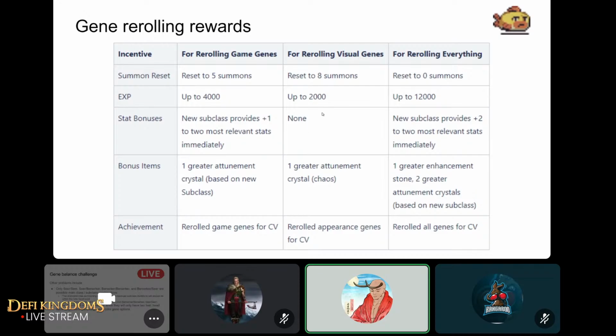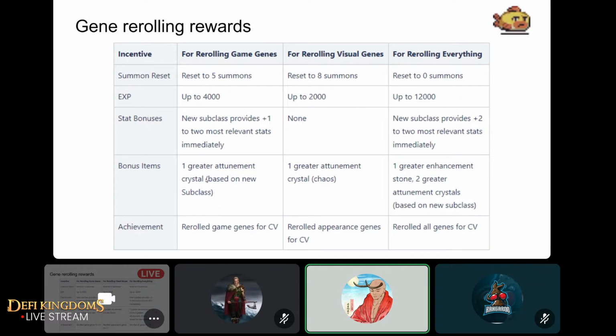And then if you reroll everything, you'd get +2 to those 2 stats instead of +1. Then with the next thing, you'll also receive some bonus items. This is the first time these items have been given out, and they're the most powerful versions of attunement crystals and greater enhancement stones.